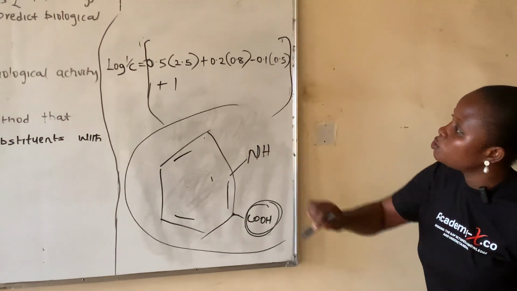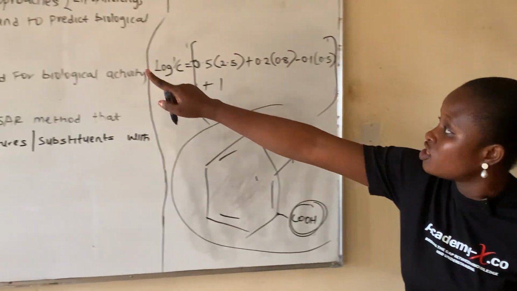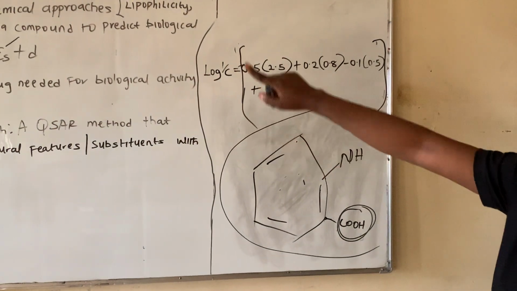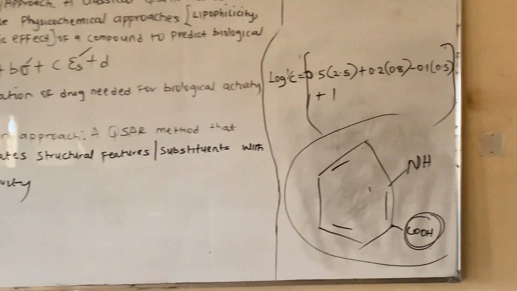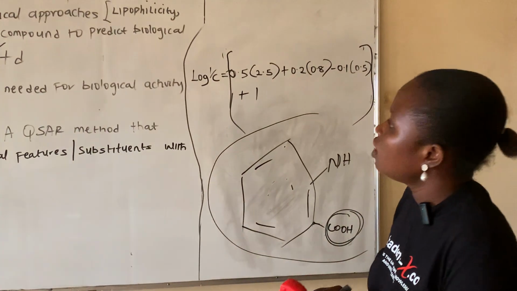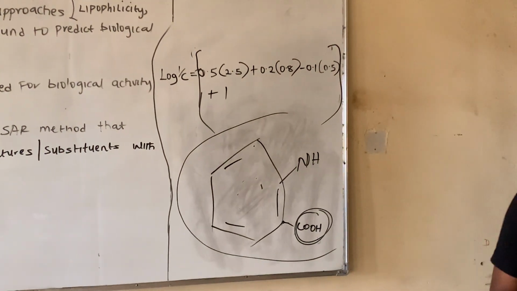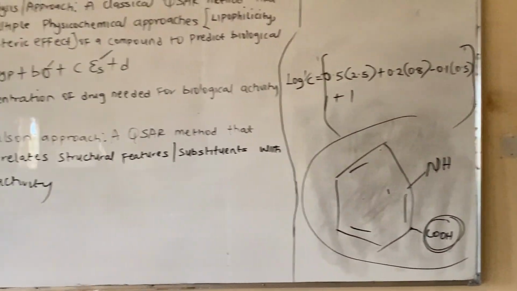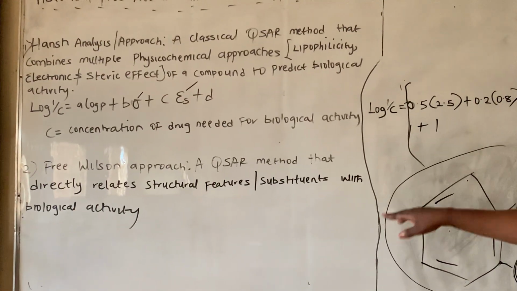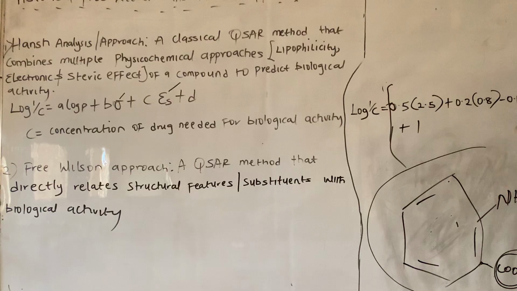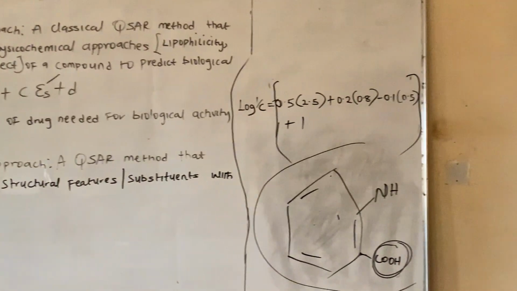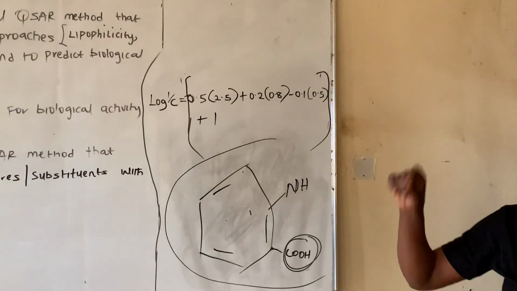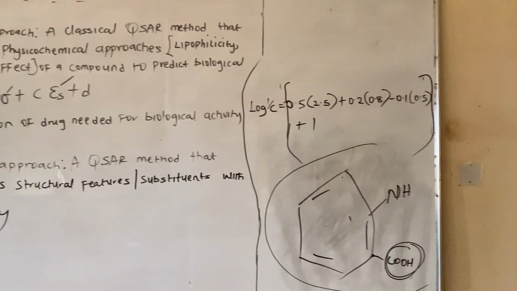So the key difference between the Hansch approach and the Free-Wilson approach is this. In the Hansch approach, you're trying to relate the physicochemical properties of a drug or a molecule to predict its biological activity, whereas in Free-Wilson, you're considering the structural features or the substituents in order for you to predict the biological activity of that particular compound or molecule. Thank you.